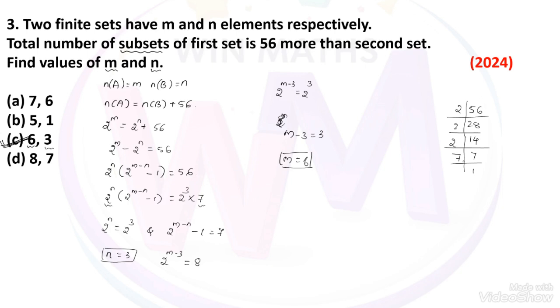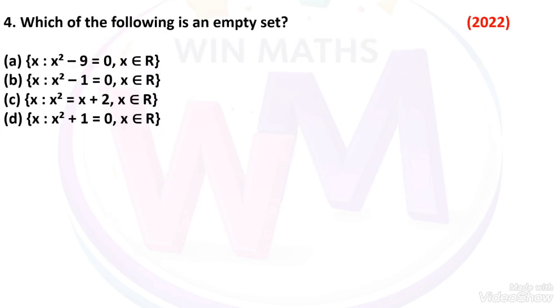Okay. Now let's move on to the next question. Which one of the following is an empty set? They given in a set builder form. So first have to write in the tabular form. x square minus 9 is equal to 0. Okay, so while solving, x square minus 9 is equal to 0.